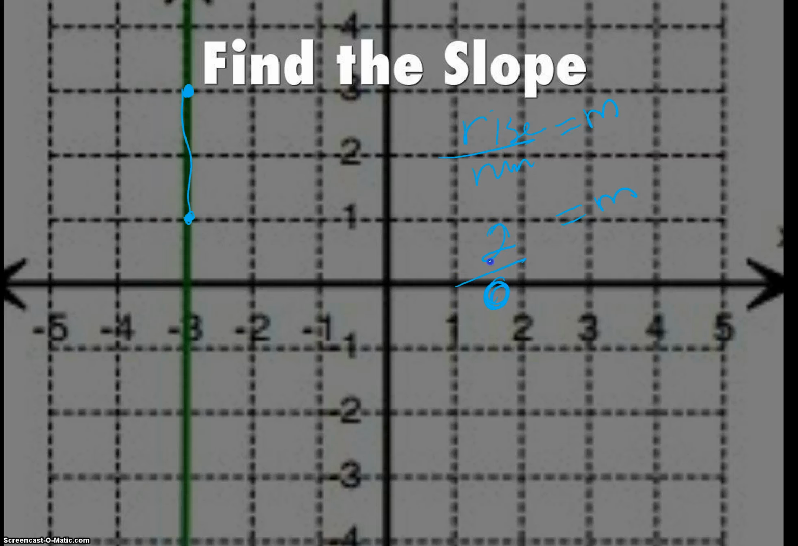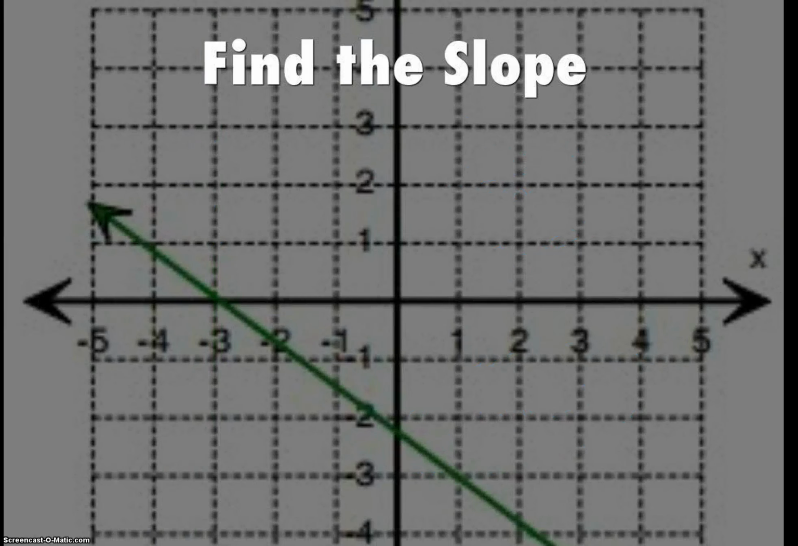Whenever you have a number on top over 0, if you try to do this in your calculator, you'll get something called divide by 0 error or undefined. Whenever it says error message, you can't do it, so it's undefined. The slope in this case is undefined. You cannot have a slope that goes straight up and down like this. It's called undefined.